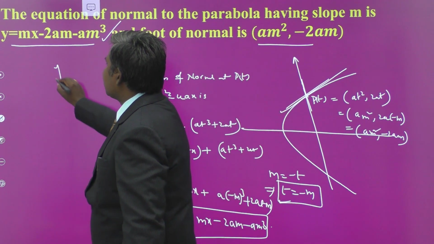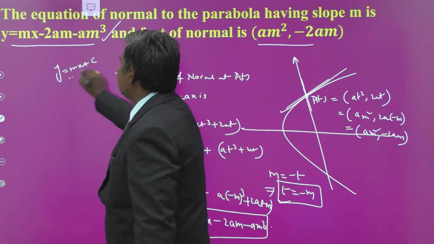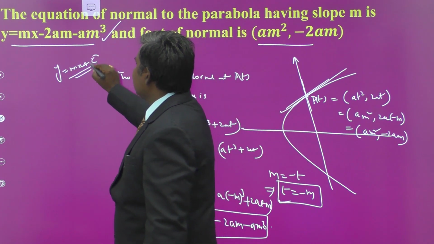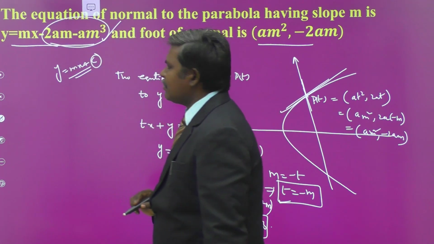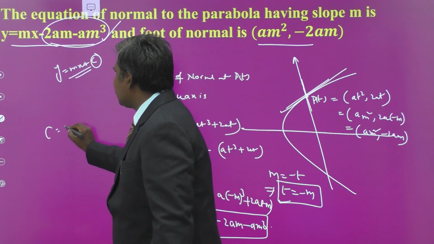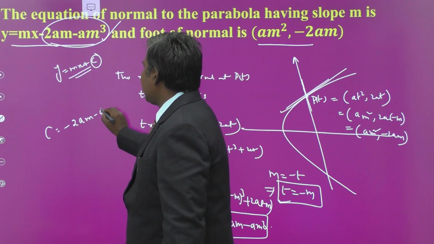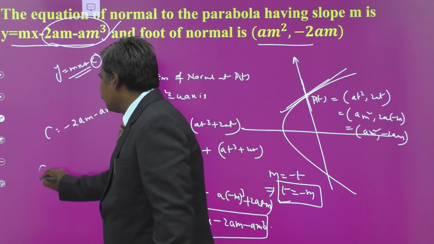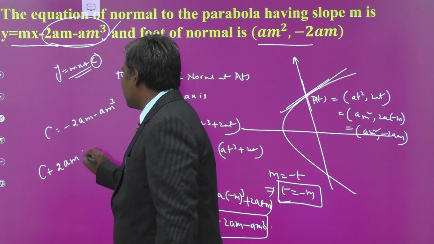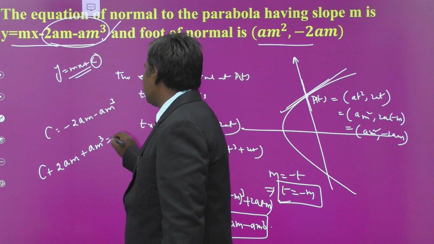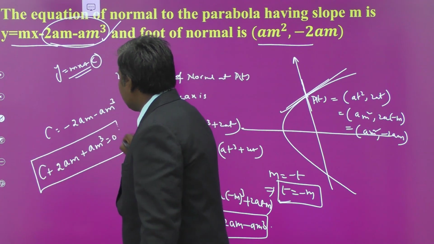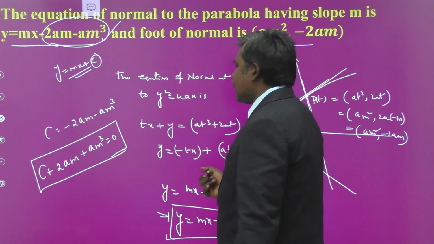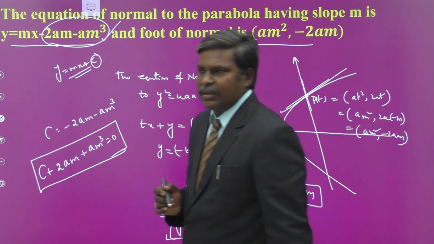So y is equal to mx plus c is said to be normal to the parabola y square equal to 4ax. The condition is what? c is equal to minus 2am minus am cube, or nothing but c plus 2am plus am cube is equal to 0. This is the condition that the line y equal to mx plus c is normal to the parabola. At the same time, the foot of normal is what? am square comma minus 2am. Okay.